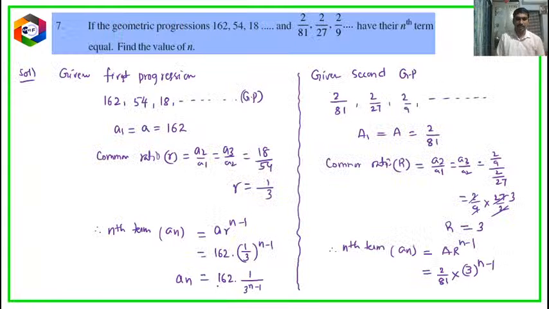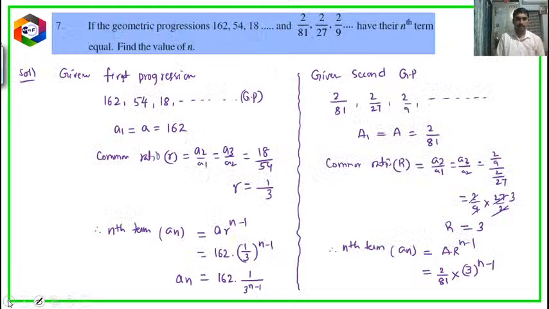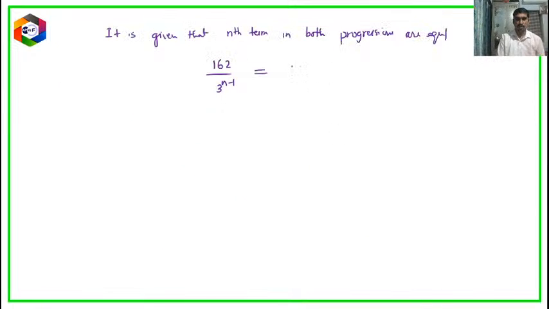That means now I am equating. Children, observe that. What is the nth term? 162 by 3 power n minus 1, which is equals to, now the nth term in the second. What is the second one? 2 by 81 into 3 power n minus 1. Now let us observe that here.